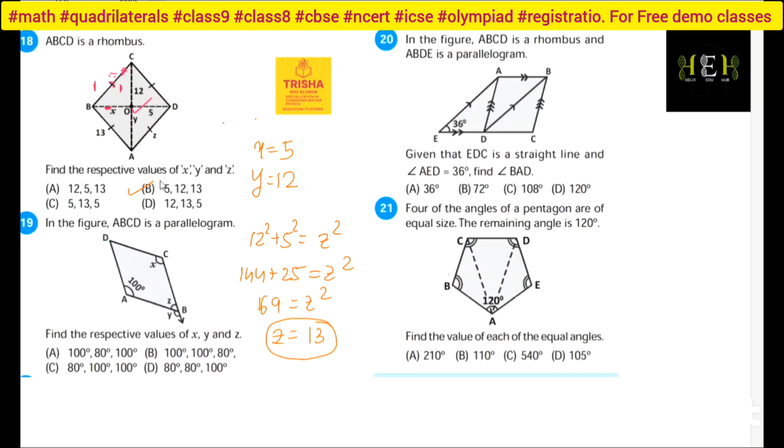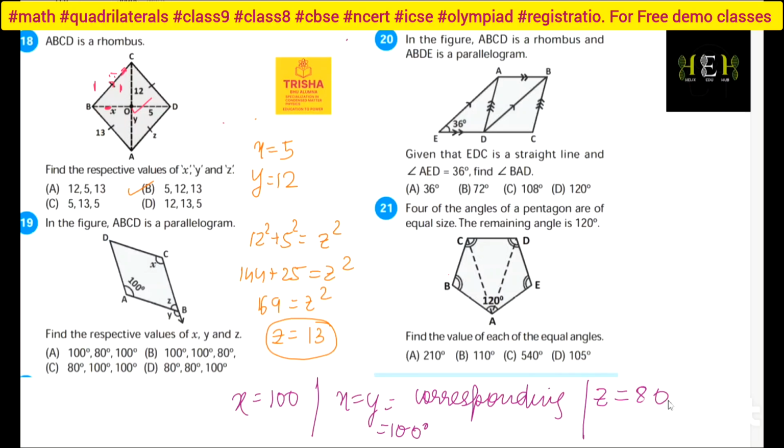Ma'am, in the figure ABCD is a parallelogram. Find the values of x, y, and z. See, x is 100. That is confirmed. Now y. Now if this is a parallelogram, then I can say x and y are equal. Why? Because of their corresponding angles, right? External corresponding angle. So y is also 100 degrees. And since y is 100 degrees, z will be a linear pair. So z is equal to 80. So 100, 100, 80. Very good. Option B. Very good, beta ji.